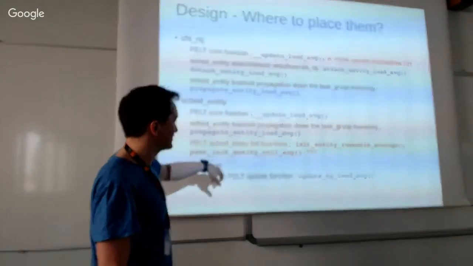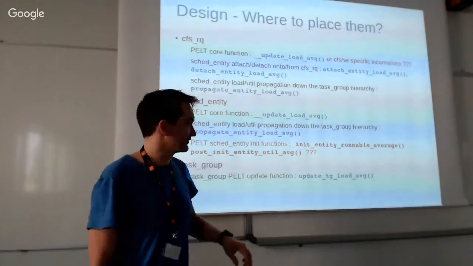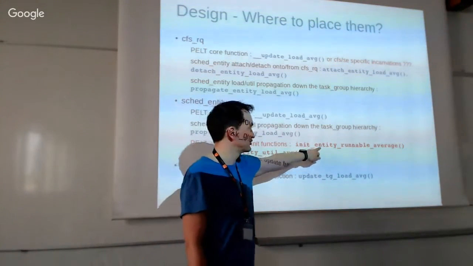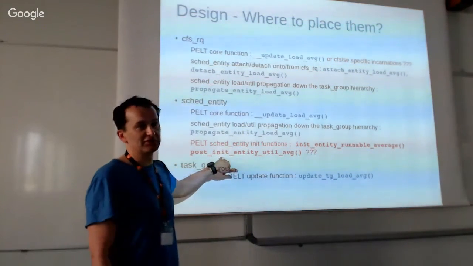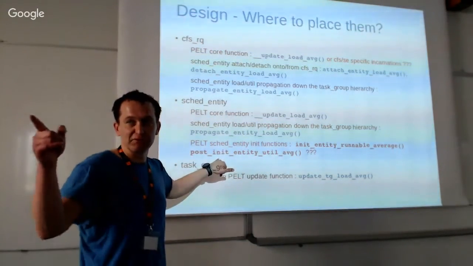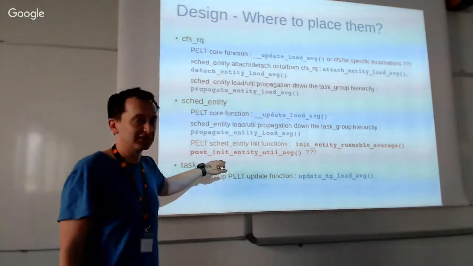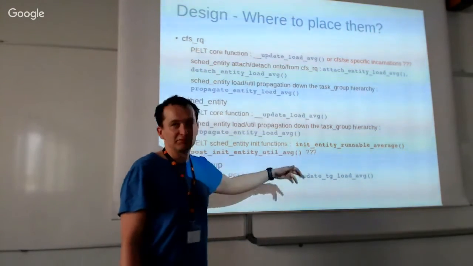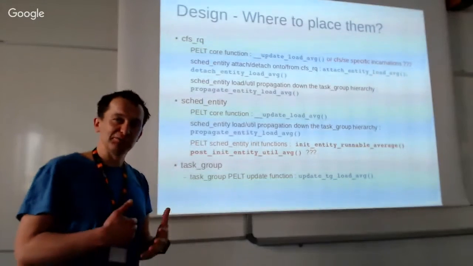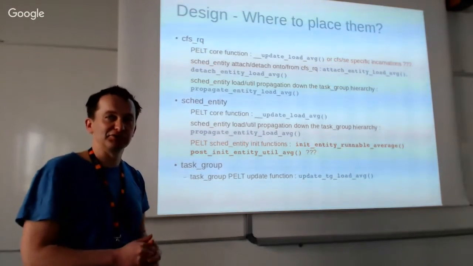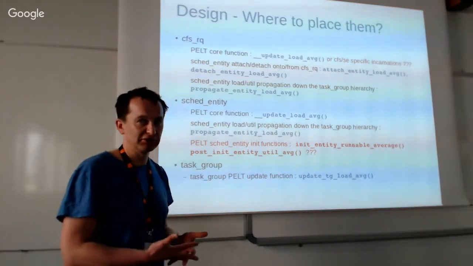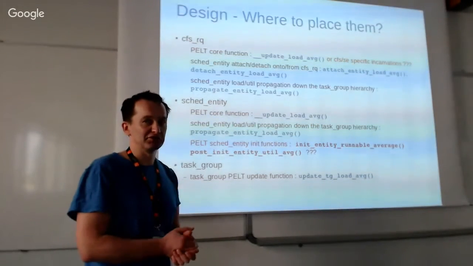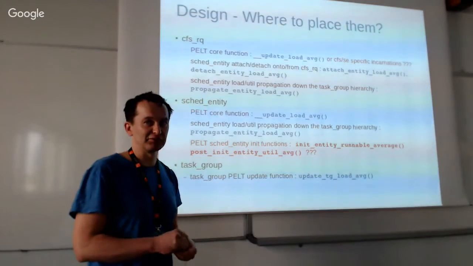The question for shed entities is also, I think it came up yesterday, those init functions where we essentially init the load for a shed entity, and then there's another function where we init the utilization based on the remaining capacity of a CFS run queue. I'm not sure if it would be nice to essentially put trace events there as well, so to see when a task gets created, what's the initial value of load or utilization. It can help in certain debugging scenarios.